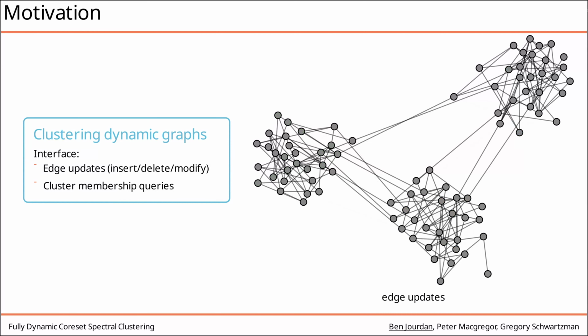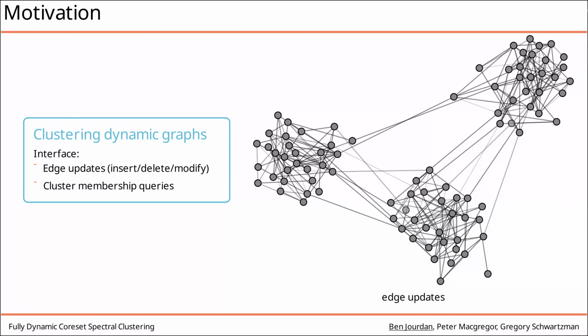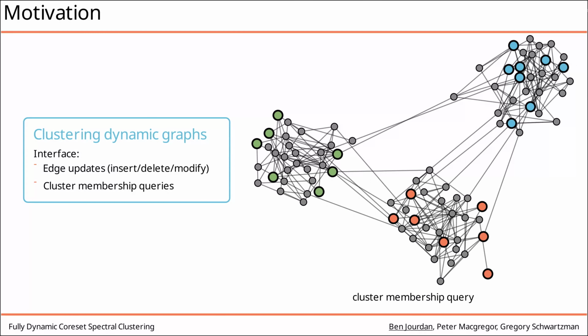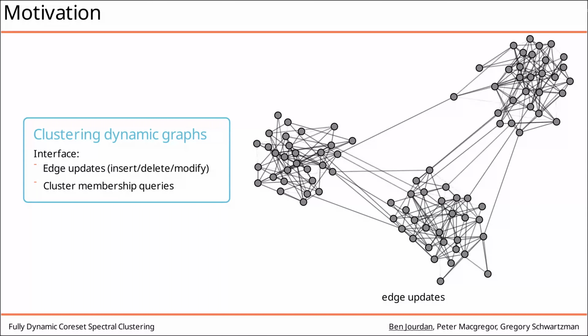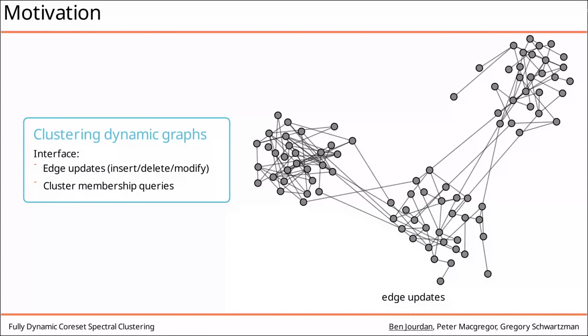In the animation, you can see what this looks like. Edges and nodes are added and removed, and periodically cluster memberships are queried and shown. This setup is particularly useful for massive dynamic graphs where individual queries may only concern a tiny fraction of the full graph.